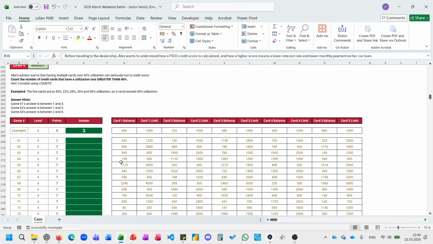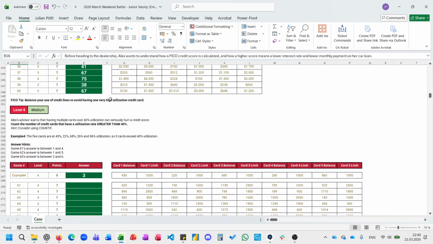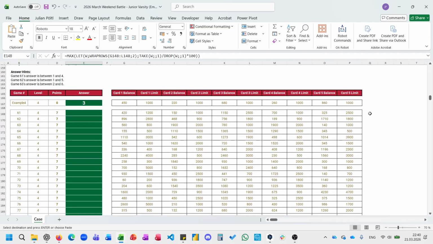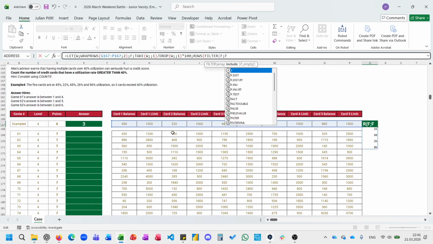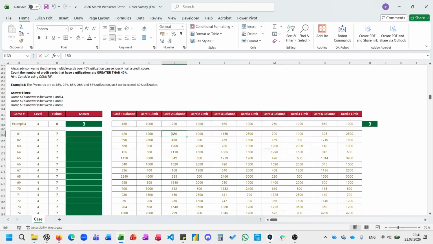Count the number of credit cards that have a utilization rate greater than 40%. Yes, I know. And then we use this here, and I name this F, and we rows filter F if F is larger than 40. In this case, 3.